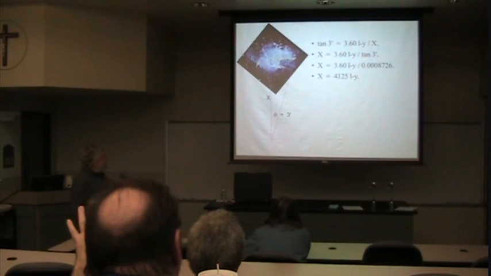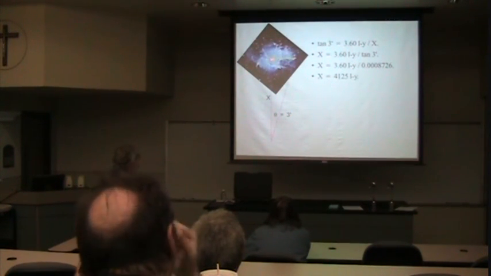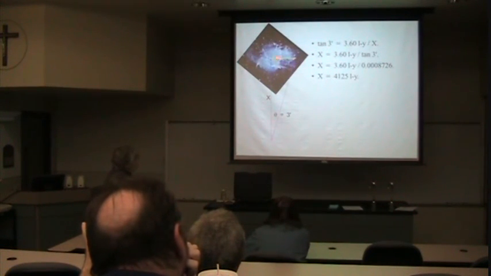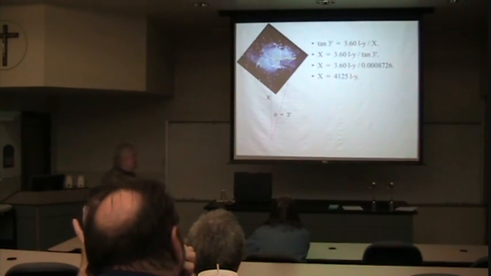Now we set up a triangle. The angle is 3 minutes from the center out to the edge. This side of the triangle is 3.60 light years. What's the distance between us and the Crab Nebula? It works out to 4,100 light years, which is what the textbooks say about the distance to the Crab Nebula.